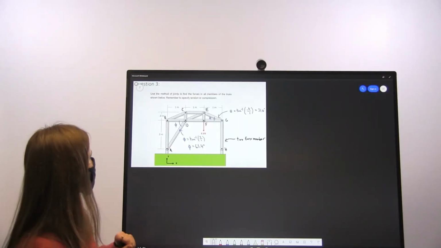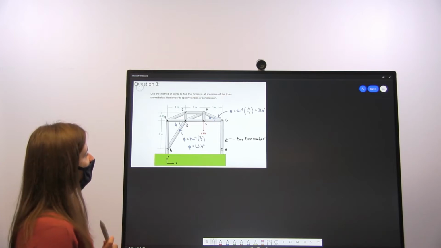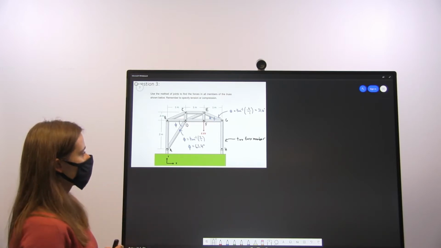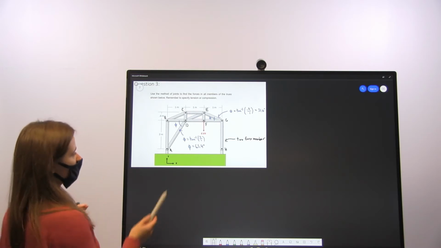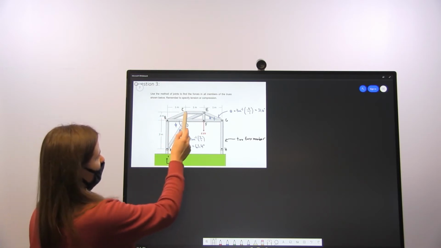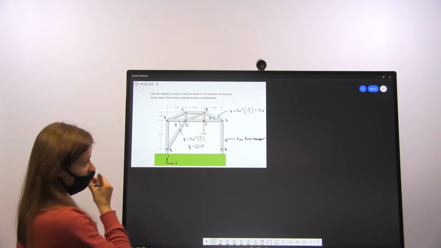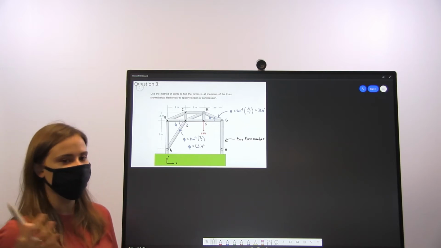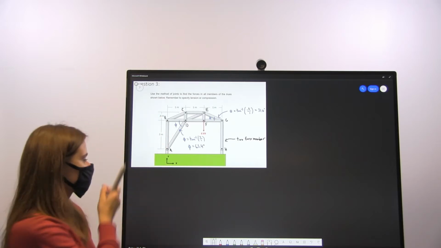So in this problem, we're asked to use the method of joints to find the forces in all members of the truss shown below, and then we have to specify if it's tension or compression. A good first rule of thumb is to label the points that you want. So we have labeled A, B, C, D, E, F, G, and H. Those are the points that we're going to use to name the different forces, like FA, FB, stuff like that.